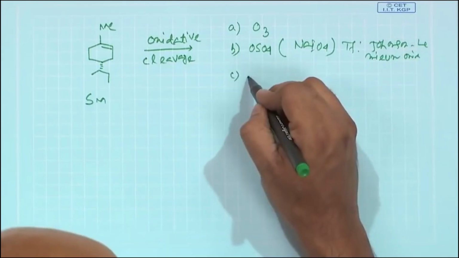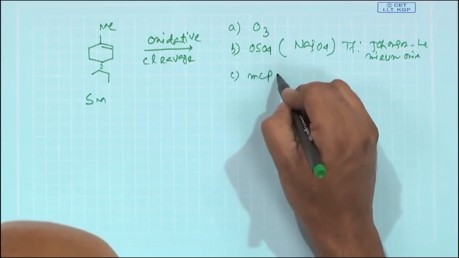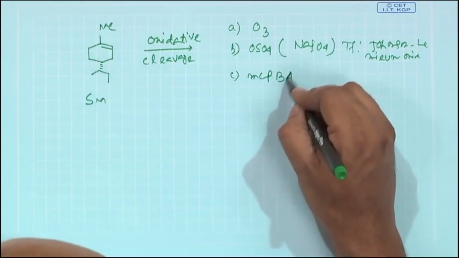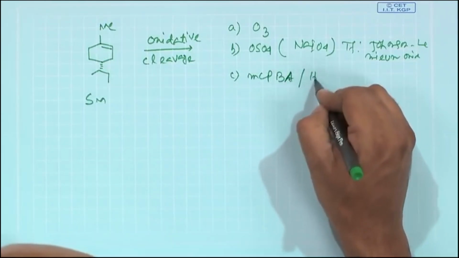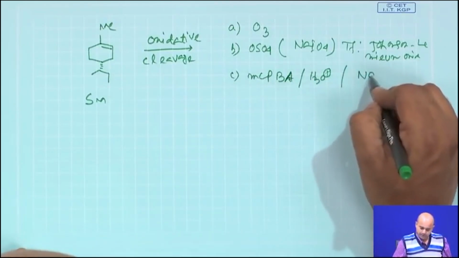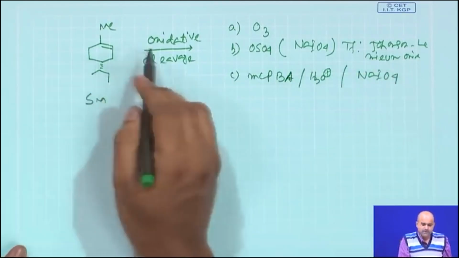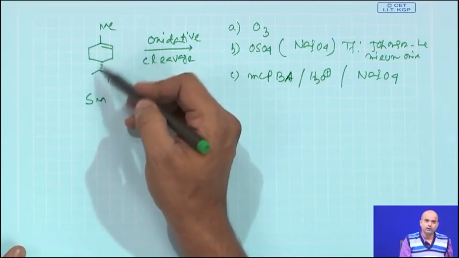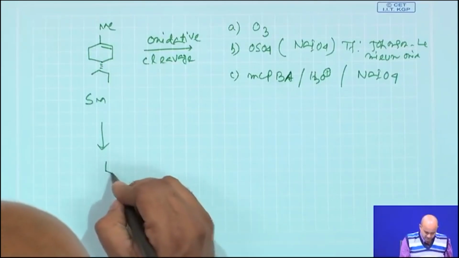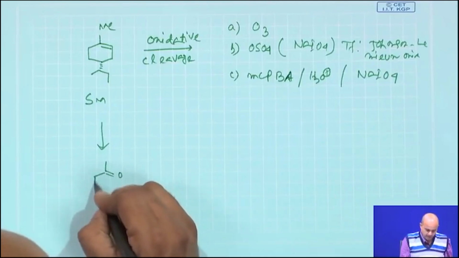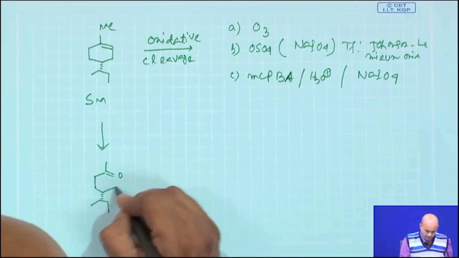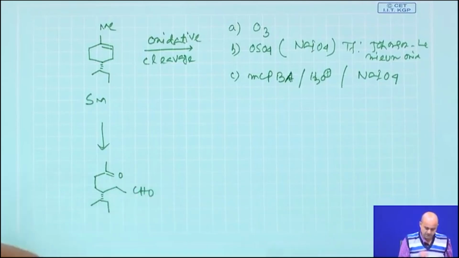In addition, you can also do another reaction. You treat this compound with MCPBA to give you the epoxide, then you do an acid hydrolysis, that will give you the diol, and then you cleave with sodium periodate. So, there are many different ways you can chop this double bond to generate this dicarbonyl compound or dialdehyde which is required for the aldol reaction.